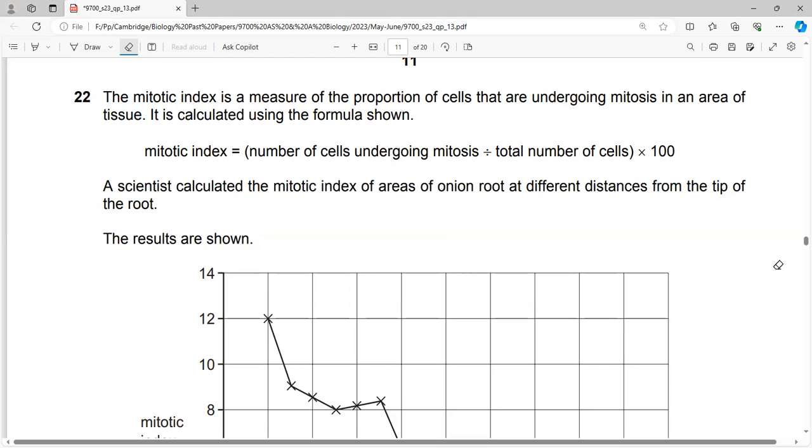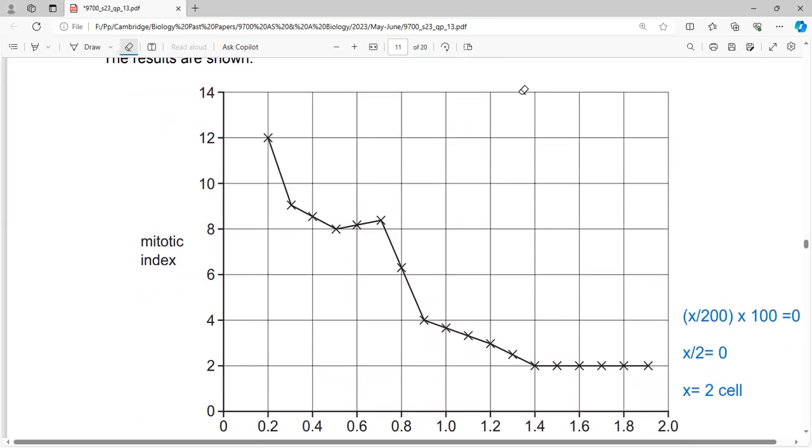Now, the scientists calculated the mitotic index of the area of an onion root at different distances from the tip of the root. We can see that the highest number of meristematic cells, which have a high dividing capability, and these meristematic cells are like stem cells in animals. So they have a high potency of division and they differentiate to other types of cells. So they are highest in number in the tip region. If you're moving away from the tip region, the number of meristematic cells is decreasing, the number of cell divisions is decreasing. We can have a proof on the basis of this graph.